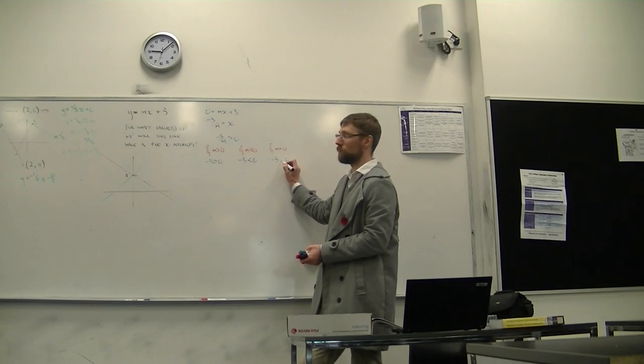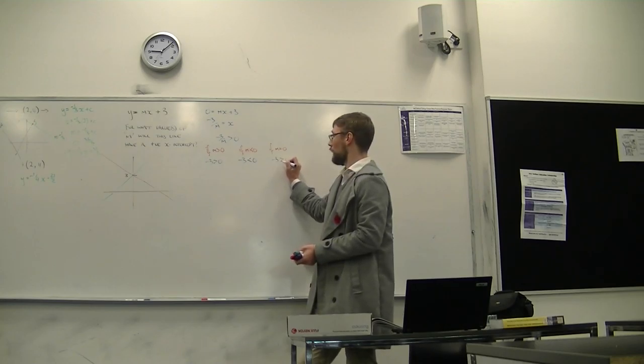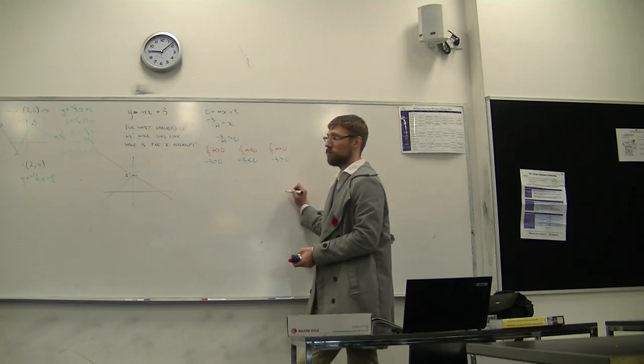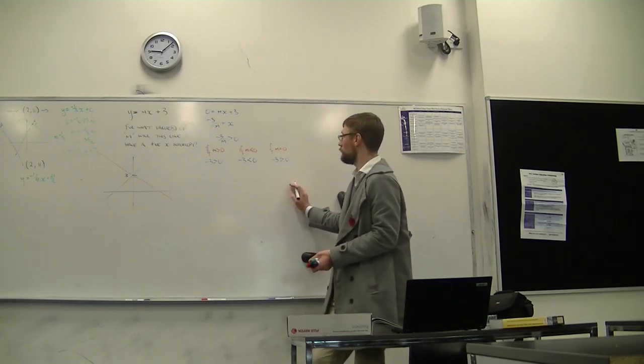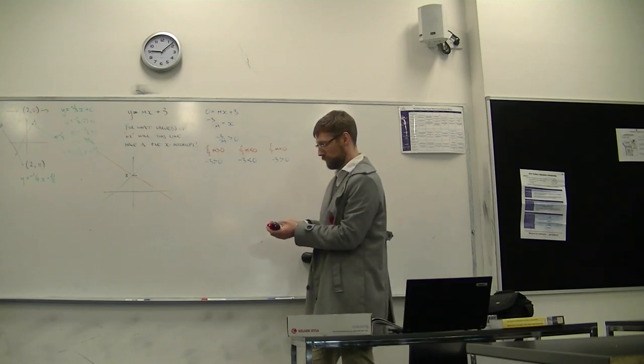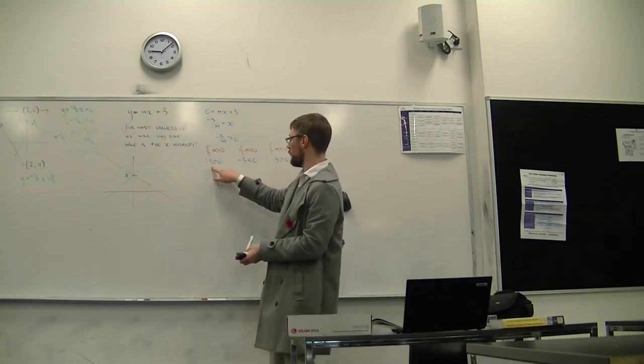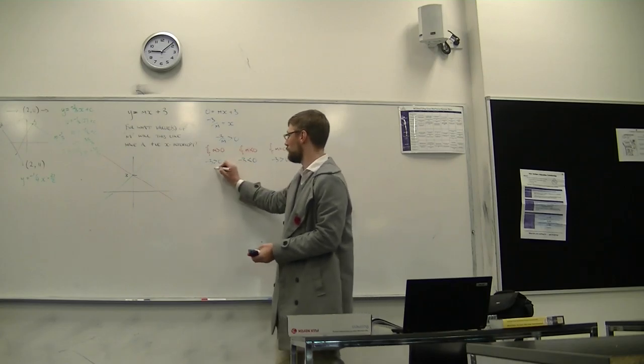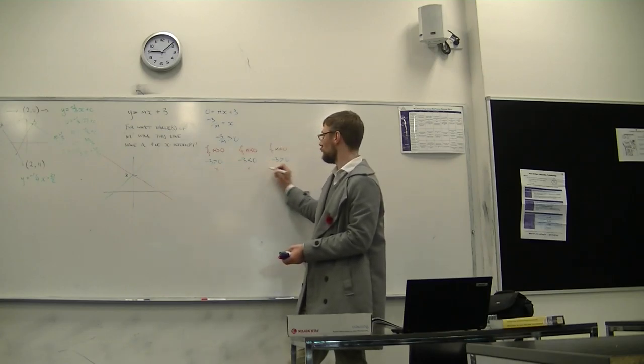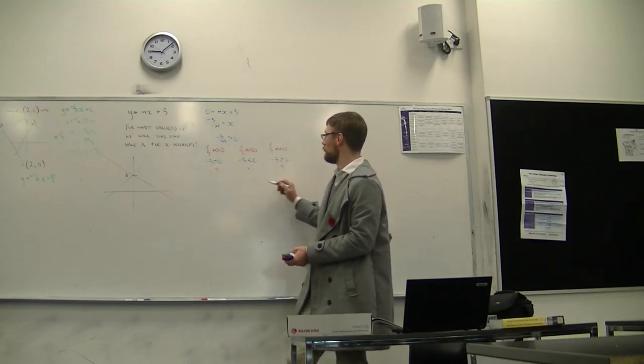Okay, if m is 0, what happens? Negative 3 times 0 is 0. Okay. So I still get 0 on this side. Does this thing flip or stay? It doesn't move. Why? It's not negative. Right, 0 is not negative. Okay, cool.